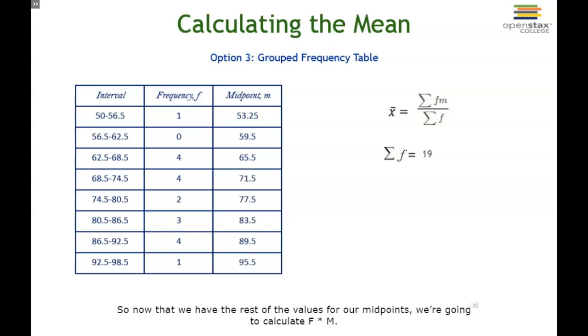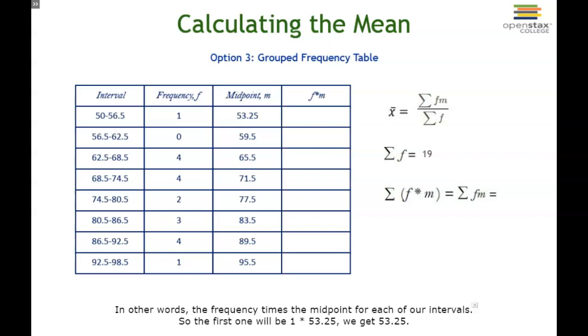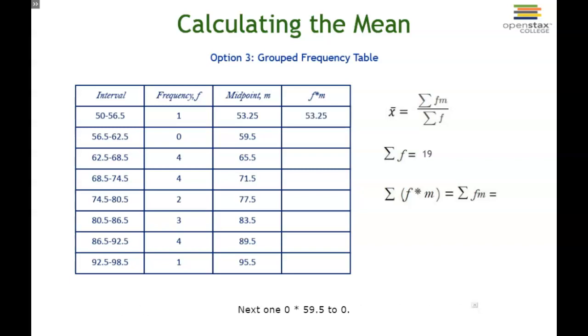So now that we have the rest of the values for our midpoints, we're going to calculate f times m. In other words, the frequency times the midpoint for each of our intervals. So the first one will be 1 times 53.25. We get 53.25. Next one, 0 times 59.5 is 0. Next, 4 times 65.5 is 262. And we're going to continue to fill the rest of this column.